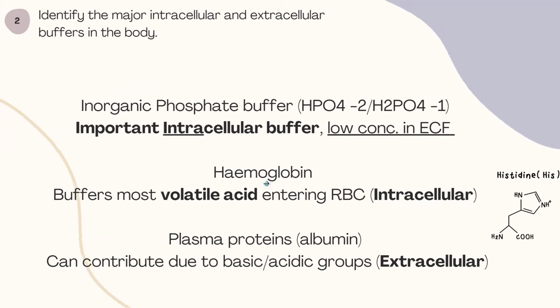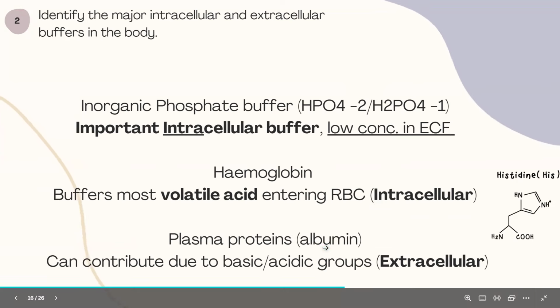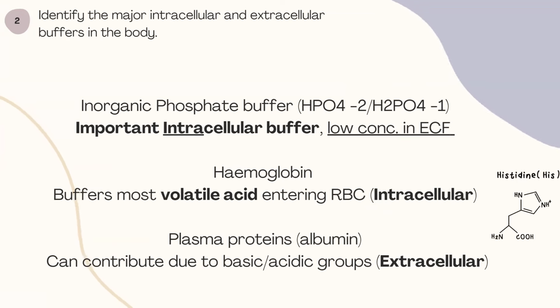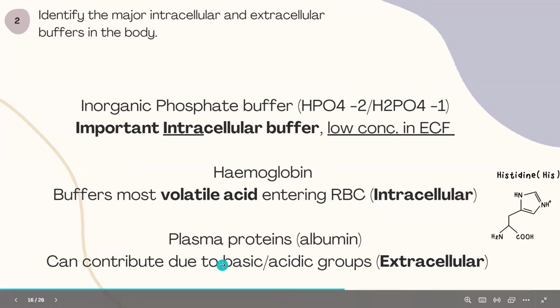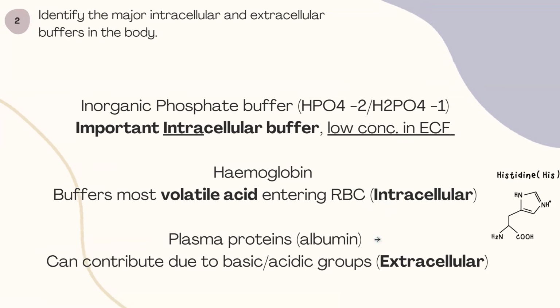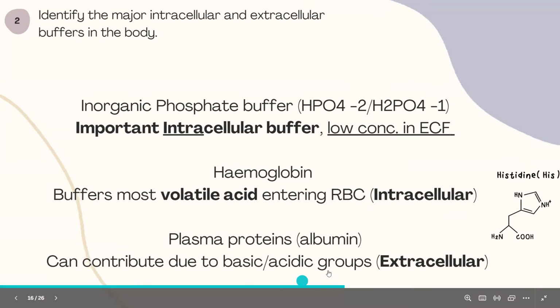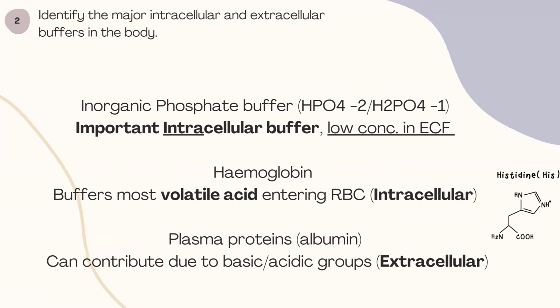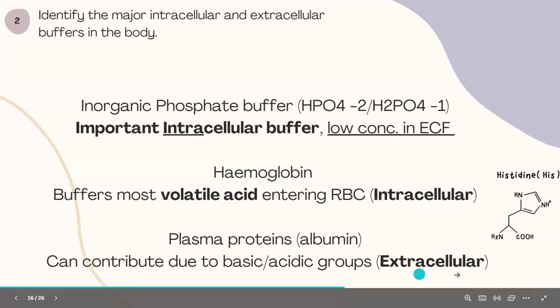Sorry. Anyways, the last buffer we're going to talk about is the plasma proteins. The main example of this, which wasn't mentioned in your slides but you should know, is albumin. That's the main plasma protein that does a lot of buffering as well. The way this works, and I think it was done in mole two, is that amino acids have basic and acidic groups. These groups can contribute to the pH and act as buffers. And it's in the plasma, so plasma proteins are happening extracellularly. It's an extracellular buffer because it's happening in the plasma, the blood.